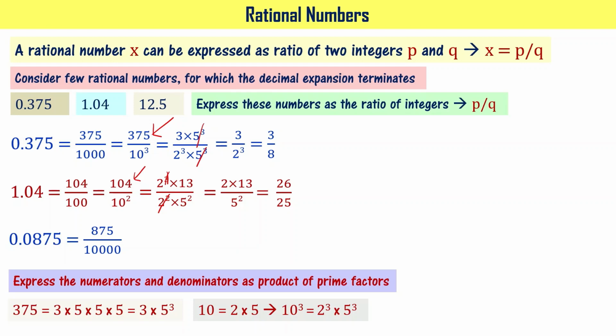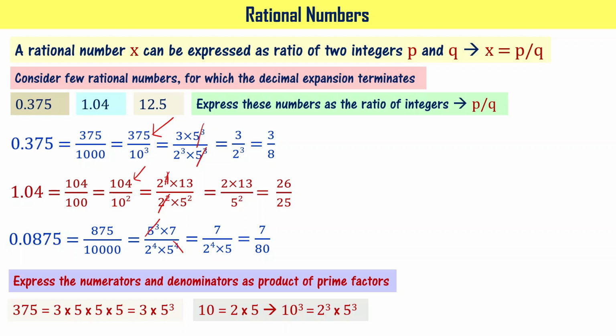Now let's take a look at the third case. 875 divided by 10 power 4. 875 can be written as 5 cube times 7, and 10 power 4 can be written as 2 power 4 times 5 power 4. Now I can cancel this 5 cube with this such that I will have 5 in the denominator. So it can be written now as 7 divided by 2 power 4 times 5. That can be written as 7 divided by 80, right?